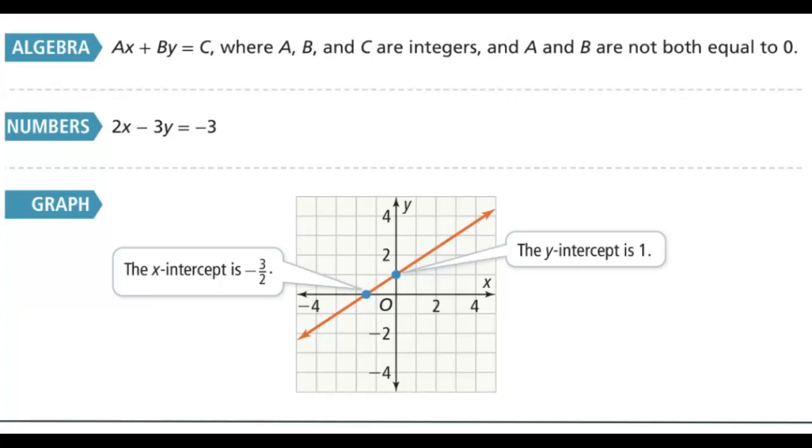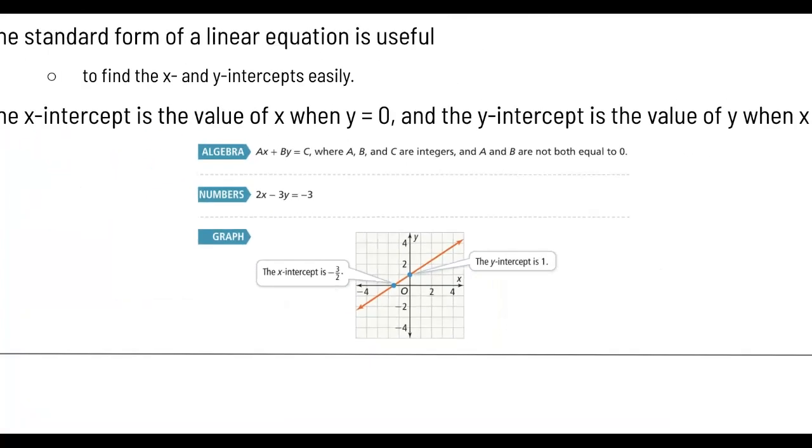We see an example of this in numbers, 2x minus 3y equals -3. And that same equation graphed showing the y-intercept is 1 and the x-intercept is -3/2.